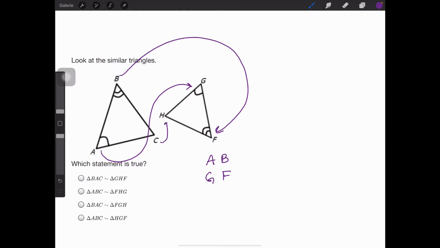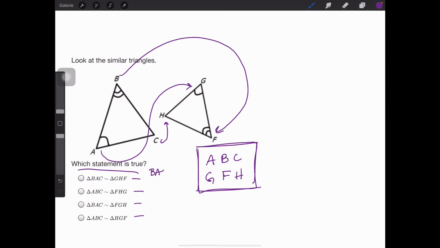And lastly, my C and my H are going to go right on top of each other to show that those are also similar. Those are also corresponding. All right, so now we're figuring out which statement is true. So I'm going to write these out to compare them and see which of them matches my key. My key is ABC over GFH. Those are the similar triangles with the corresponding angles. I'm going to see if any of these four answers matches what I have just written.